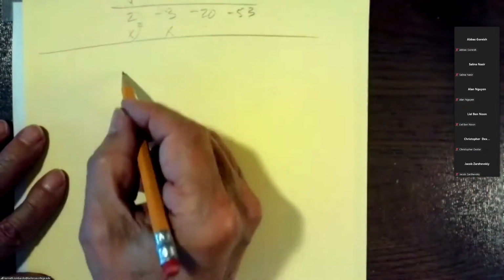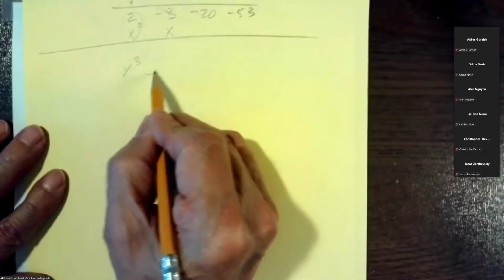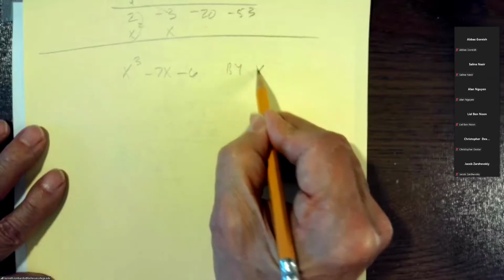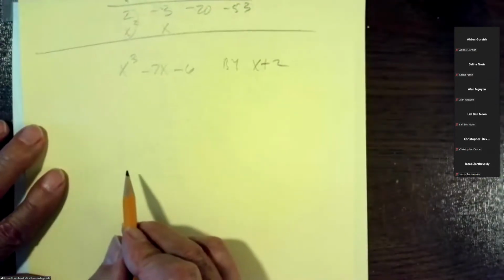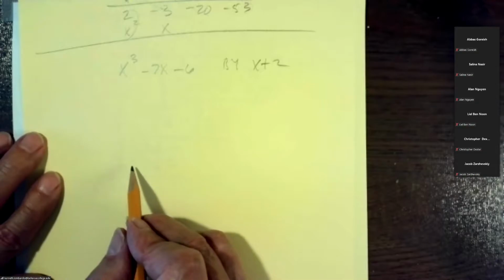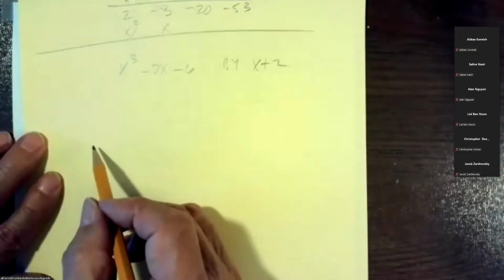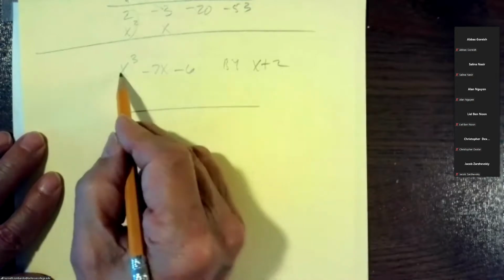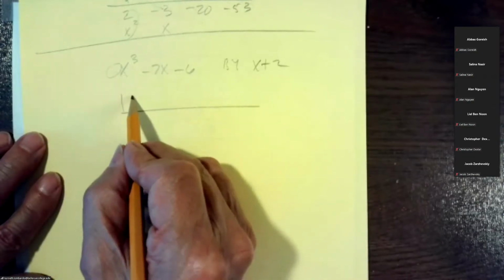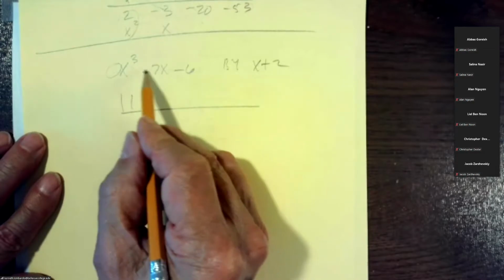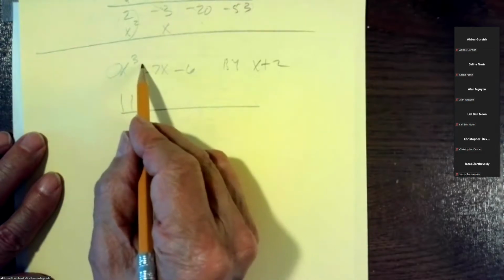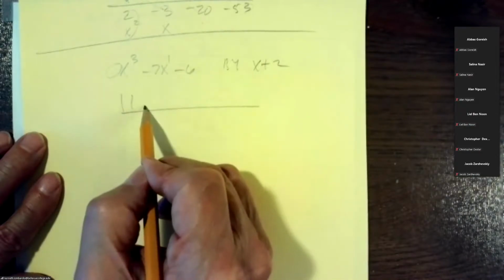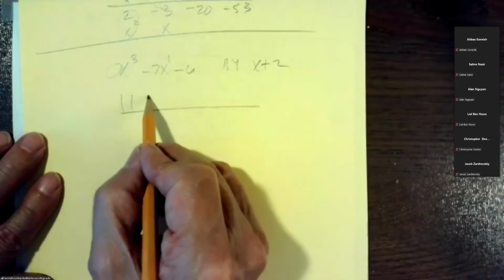If I divide x cubed minus 7x minus 6 by x plus 2, I can do that long division like we did above, or I could do it synthetically. Synthetically, I'm going to put just the coefficients here. So that's 1. Now you'll notice I don't have an x squared component here. I only have the x to the 1. So I have to put in a placeholder. So I'm going to put in 0.